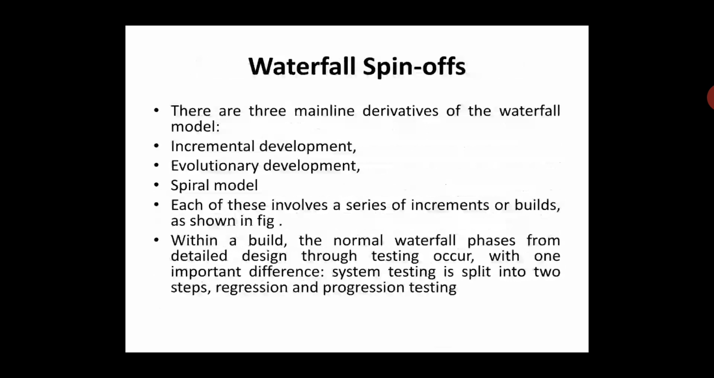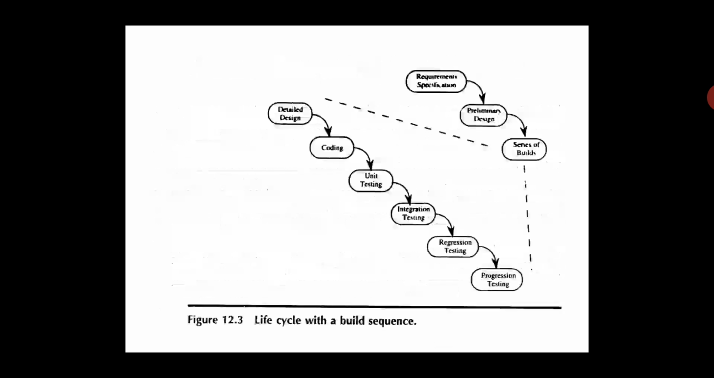Each of these involves a series of increments or builds, which is shown here. It's a life cycle with a build sequence. Different builds are there, from detailed design, coding, unit testing, integration testing, regression, progression, and all. Here a series of builds is there, with preliminary design and requirement specification. So we're going to add builds, or build each part differently, right?